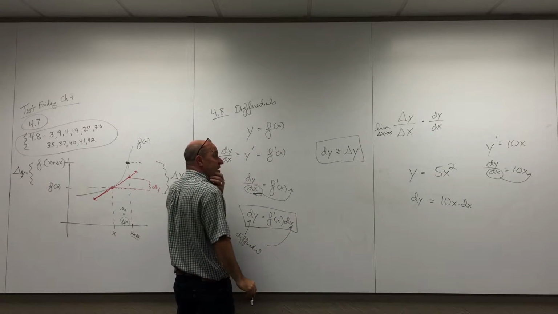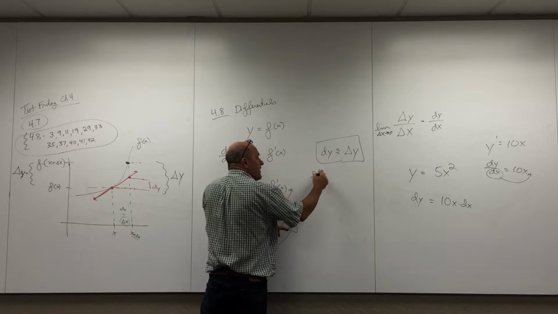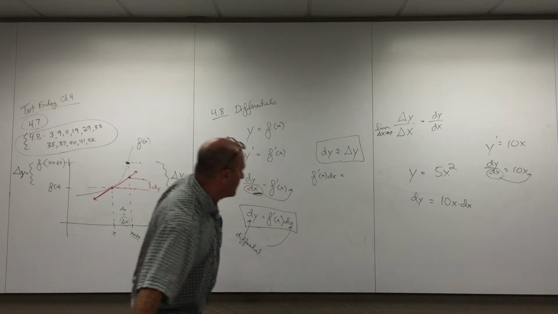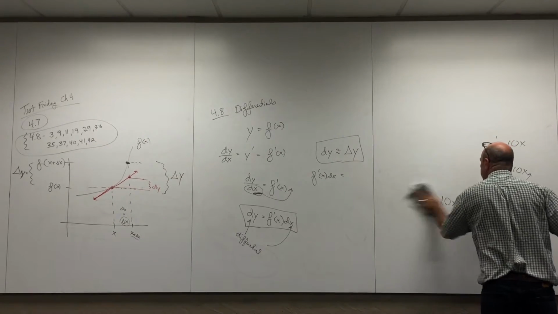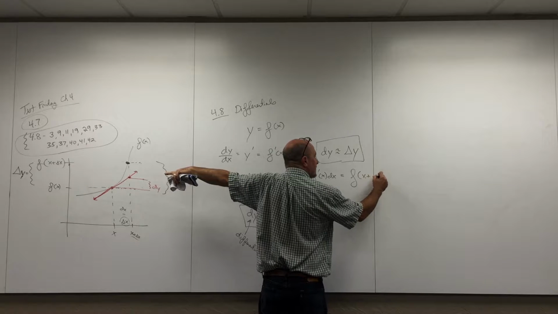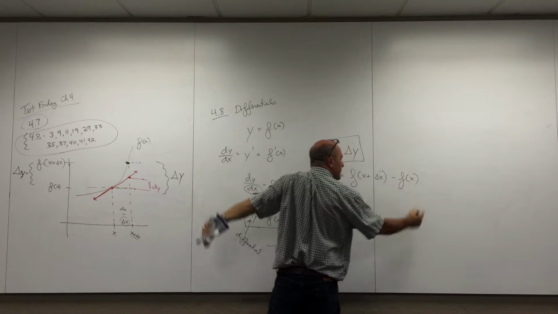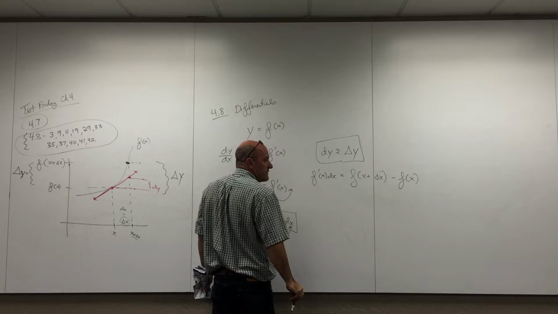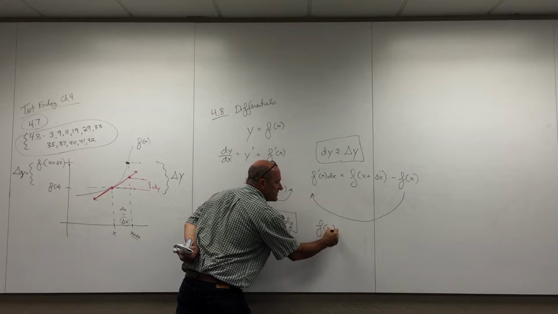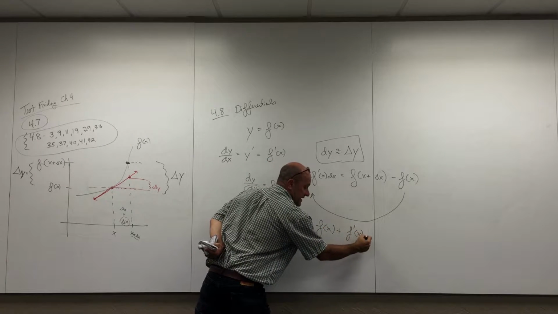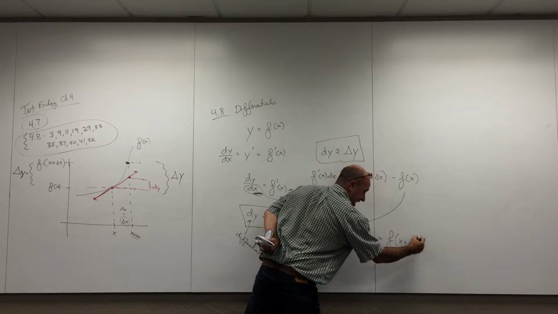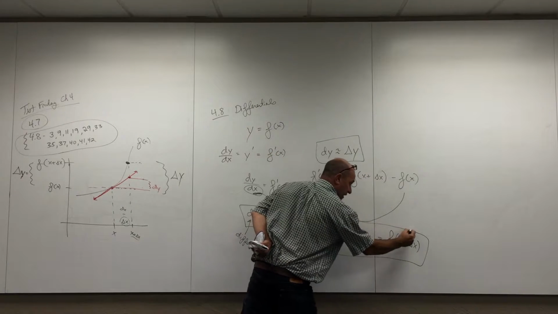Let me see, how am I going to use that idea? dy is f prime of x dx. What is delta y according to this picture? Good. f of x plus delta x minus f of x. If I add this over here, I get f of x plus f prime of x dx is approximately f of x plus delta x. I think I can use this in some cool word problems.